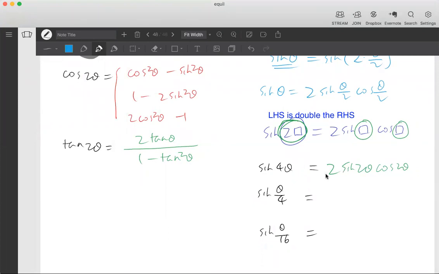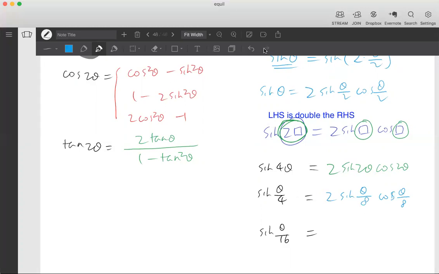Isn't it just 2 sine theta over 2 cos theta over 2? No. You're making the same mistake as Chris. The left hand side is double the right hand side. So you can see it's 4 theta. When you reduce it to a half, it becomes 2 theta. So theta over 2 divided by 2. No. When you divide a quarter by 2, it becomes 1 over 8, right? Oh, right. So it's sine theta over 8, cos theta over 8. Does that make sense to you?